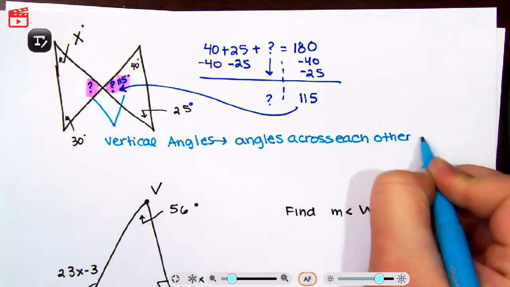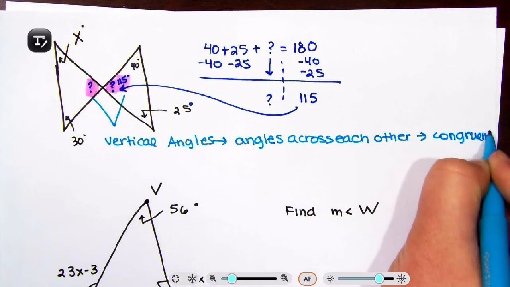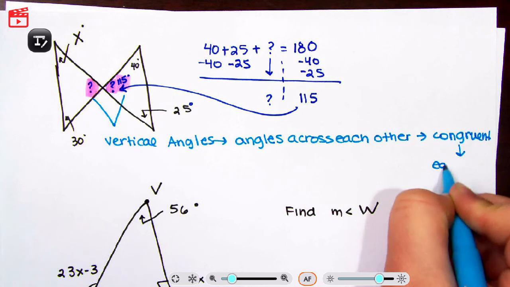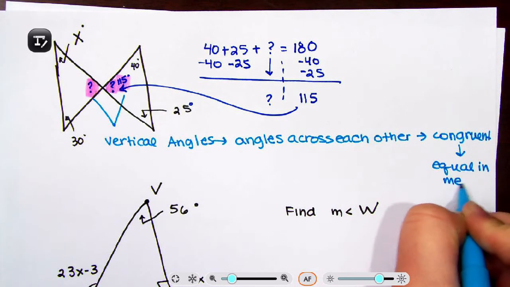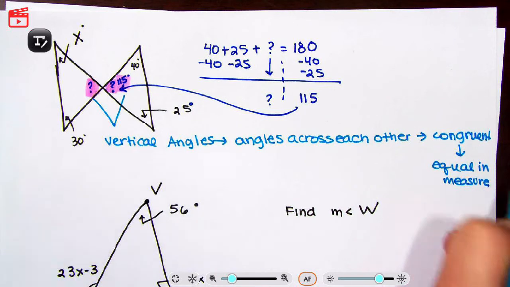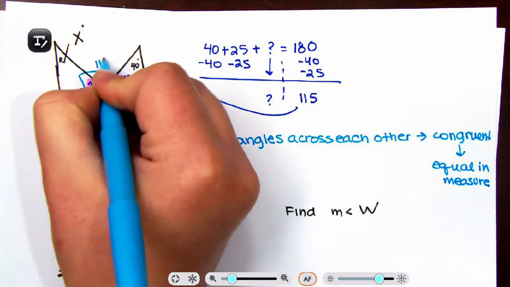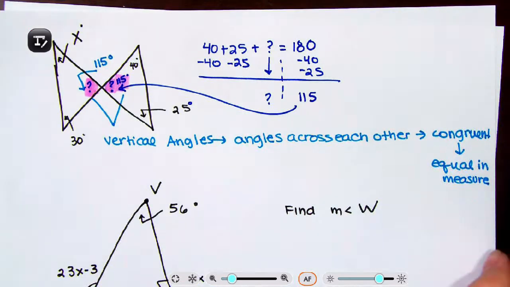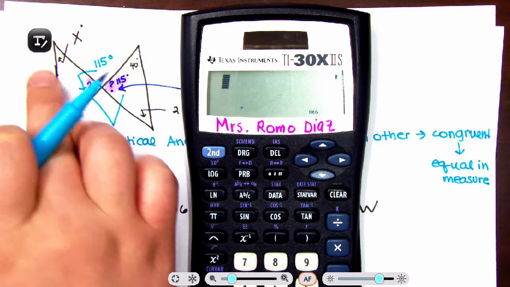And what does that mean? That means they are congruent. And what does that mean? That means they are equal in measure. So if this one is 115 degrees, that means this question mark is also 115 degrees. And if we have 115 and 30, what does x have to be?